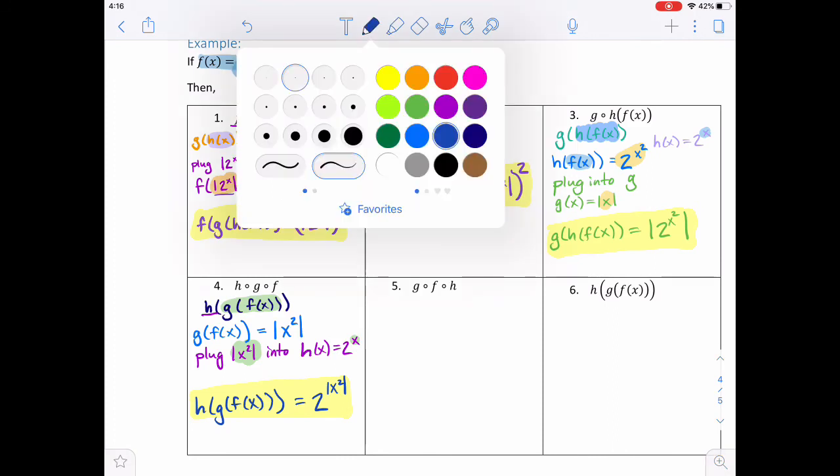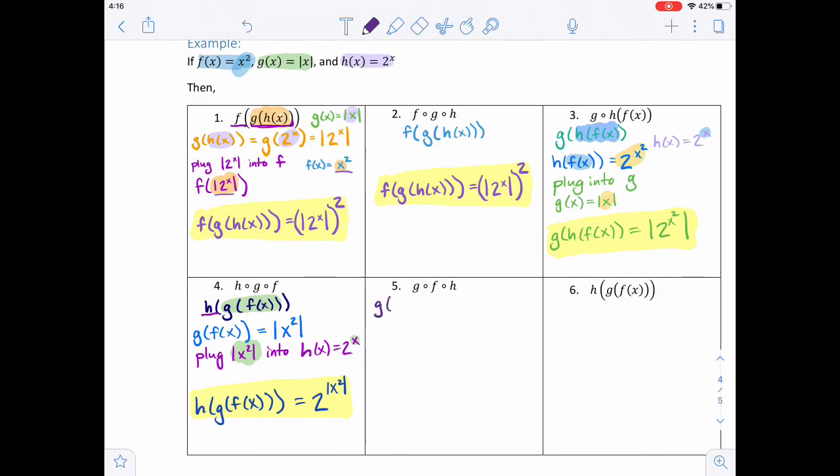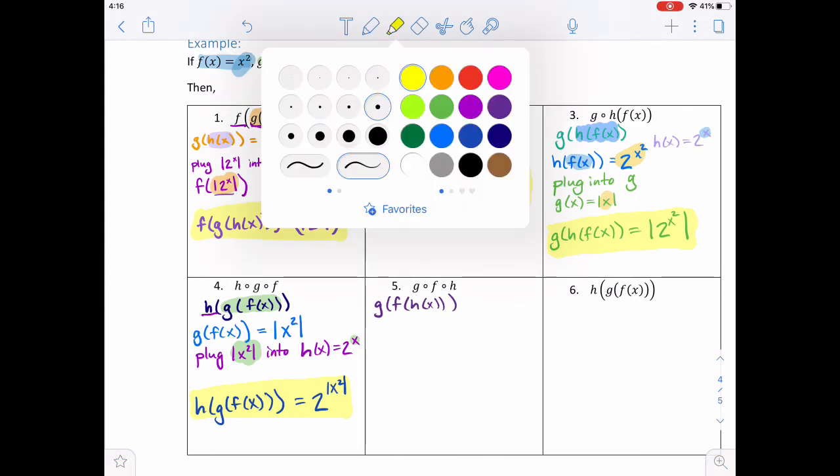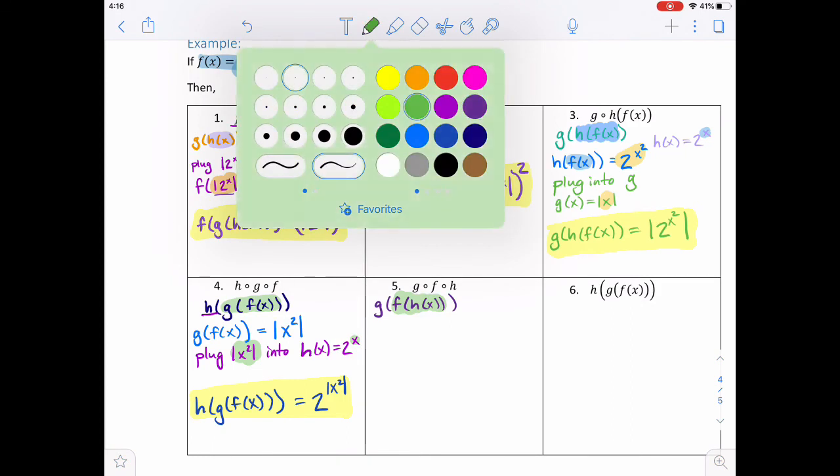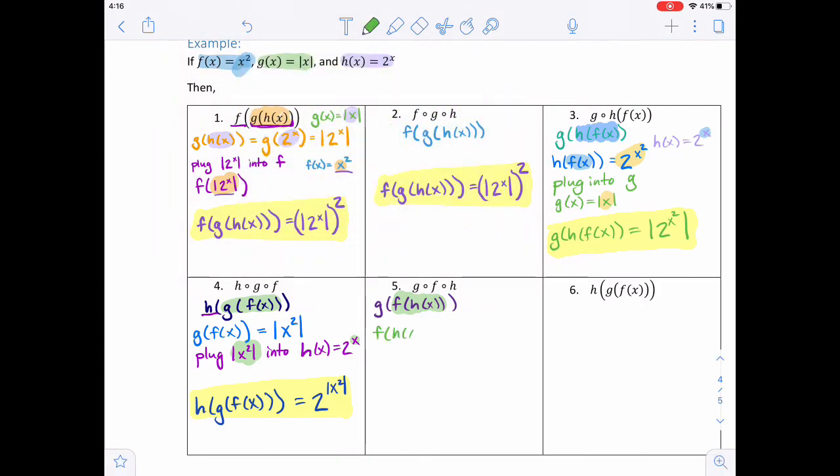Two more. So for our next one, we have g of f of h of x. Close it off. So we got to do our inside first. Inside is f of h of x. We haven't done that one yet. So we got to find f of h of x. So that means we are plugging h into f. So it means we're plugging 2 to the x into x squared. So that means we have 2 to the x, squared, which is really just 2 to the 2x, right?